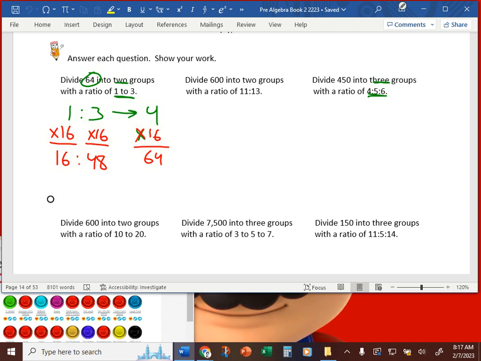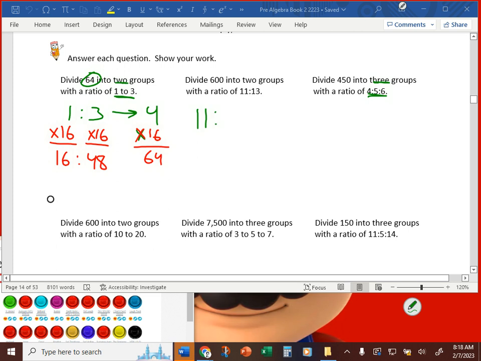The next one, divide 600 into two groups with a ratio of 11 to 13. So we've got 11 to 13 as our given ratio. How many items are represented in this 11 to 13 ratio?